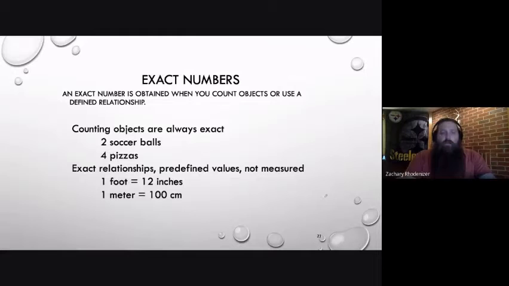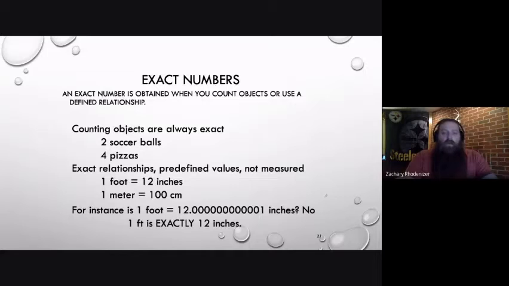Like we said a second ago, if we have relationships, they're predefined. You don't measure them. They're just true statements. Like a foot is 12 inches or a meter is 100 centimeters. Those things are exact numbers. You don't have to worry about there being a bunch of decimals and then a 1. We know it's exactly 12 inches, okay?